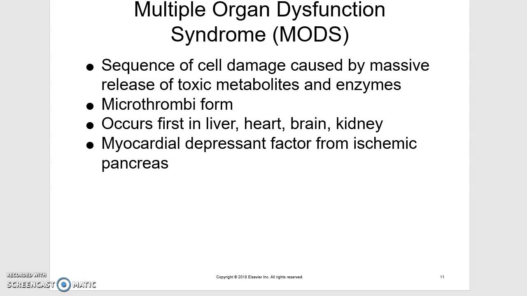So to continue with multiple organ dysfunction syndrome on page 755, multiple organ dysfunction syndrome occurs due to the sequence of cell damage caused by the massive release of toxic metabolites and enzymes. Once the damage has started, the sequence becomes a vicious cycle as more dead cells open and release metabolites. They trigger small clots, microthrombi, to form, which block tissue perfusion and damage more cells, continuing a devastating cycle.